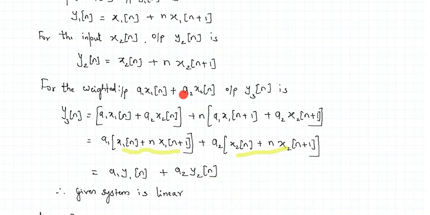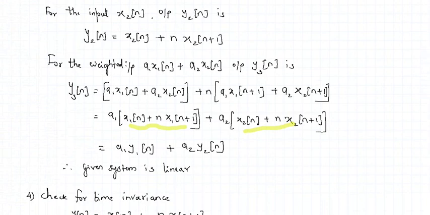Weighted sum of input has resulted in weighted sum of output, and therefore we call the system linear. The conclusion is the given system is linear as weighted sum of input has resulted in weighted sum of output. Therefore the given system is linear.